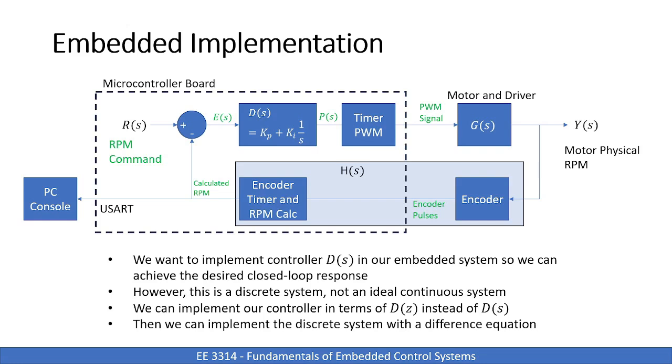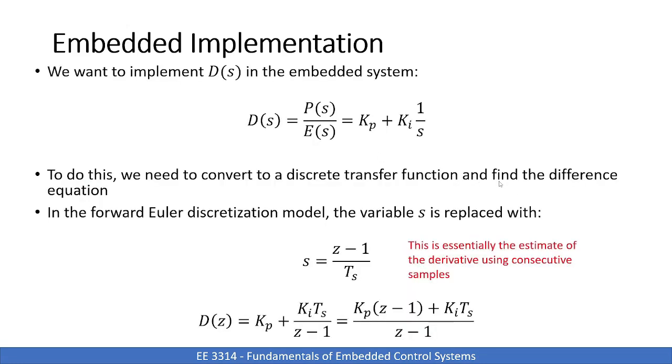We talked about implementing this controller D in terms of the Z transform instead of the S transform. Obviously, we need to have some sort of discrete representation of that instead of a continuous representation. And in class we talked about how we can use this forward Euler discretization model. There's also a backward one, which is what we'll actually be transforming this into. But in that case, the s variable is replaced with z minus 1 over Ts.